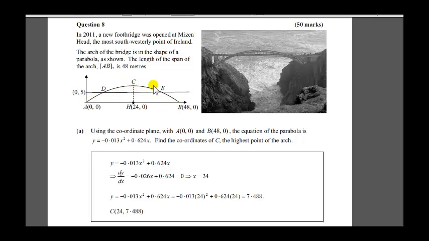Here we have the graph of the arch of a bridge, which is in the shape of a parabola. So we're given the length of the span, which is 48 meters. And we're also given the equation of the parabola. So here it is. And we want to find the coordinates of C, the highest point of the arch.